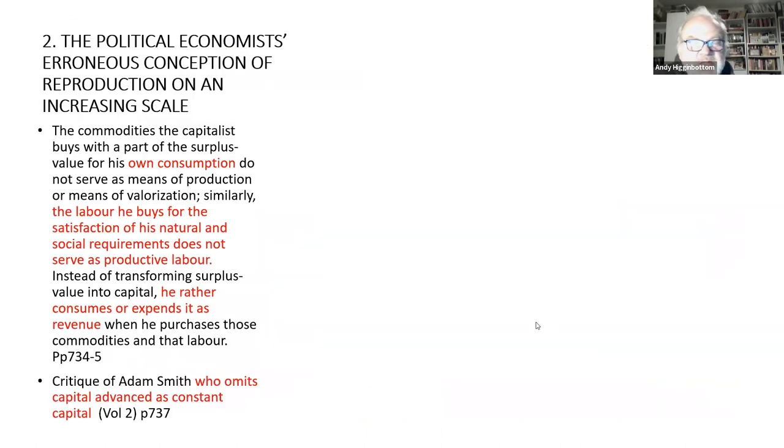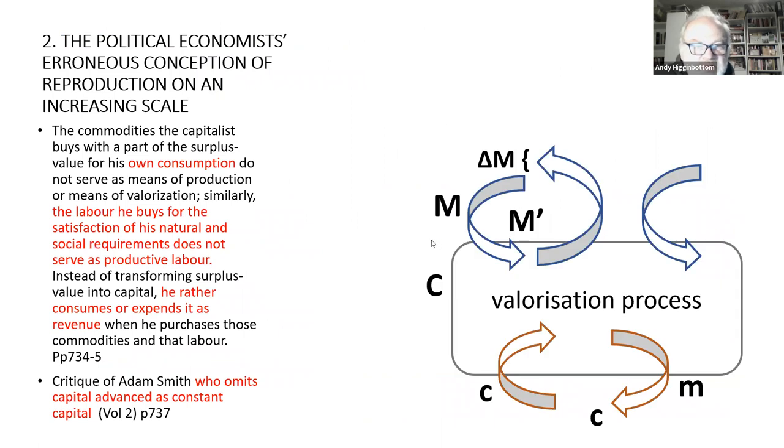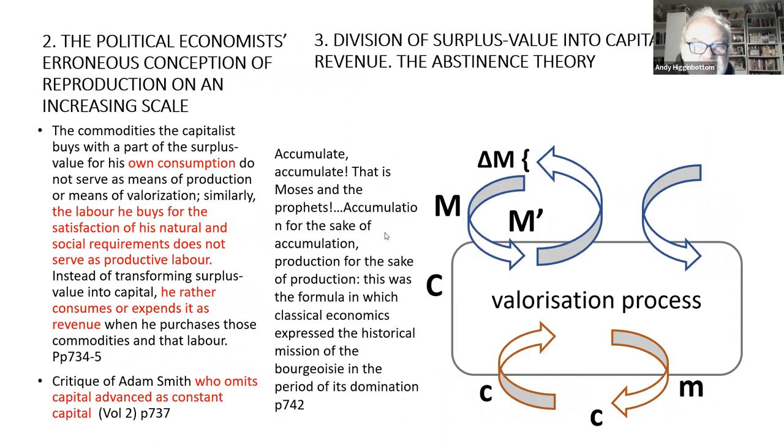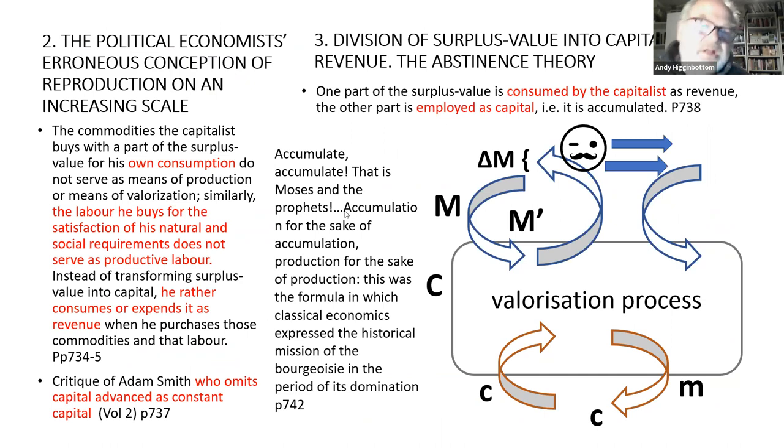I'm not going to spend a great deal of time on sections 2 and 3. They do make interesting points. In section 2, Marx is critiquing classical political economy. He develops this particular point an awful lot more in volume 2. He's really critiquing Adam Smith's misunderstanding of certain points. I'm not going to labor it for now. This one is quite interesting.